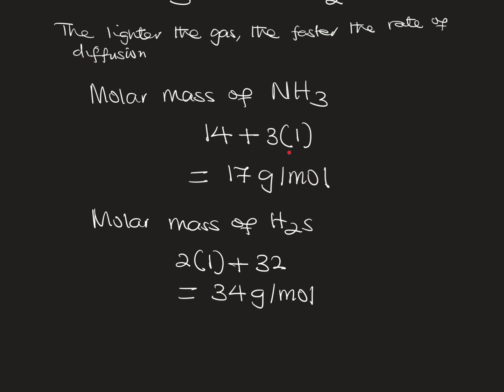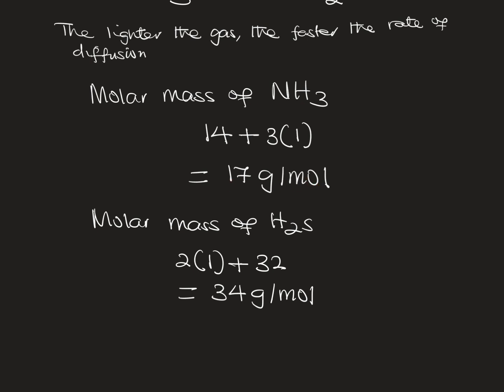So because the molar mass of ammonia is lower than the molar mass of hydrogen sulfide, it means ammonia is lighter than hydrogen sulfide. So ammonia is going to diffuse faster than hydrogen sulfide. Okay? So that is the molar mass. It is 17 grams per mole.